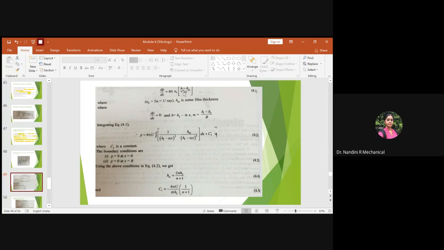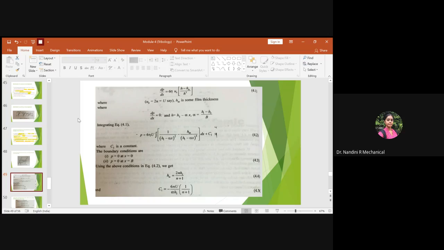And then you know that H stands for oil film thickness. So here you have two types of H. One is the regular H, another one is H suffix M. Here it means H suffix M is some film thickness. It is not the actual one.